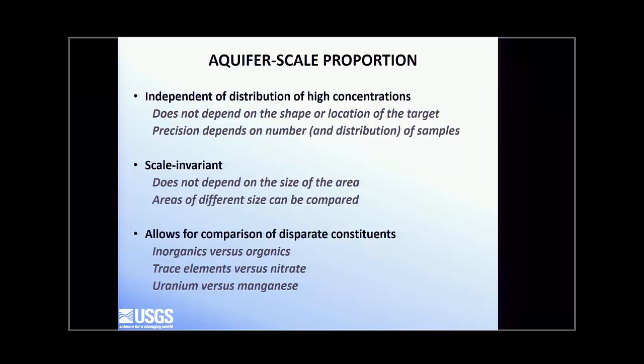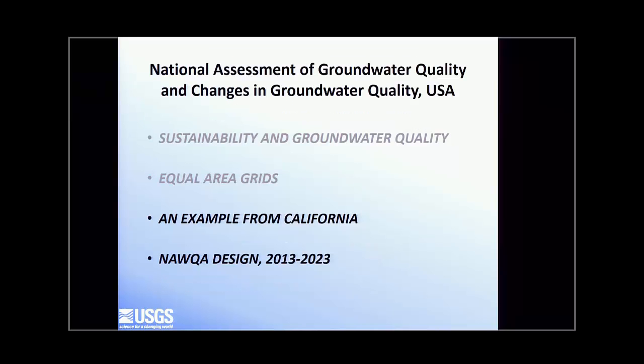If we take that inorganic term and break it out, are trace elements high, or is nitrate high? We can take that trace element, is uranium high, or is manganese high? Manganese has a secondary maximum contaminant level in the United States, but it also has a health-based screening level. It's tied to IQ in children. Okay, so that's the equal area grid. It's a sort of a subtle concept or an obvious concept, depending upon where you're looking at it from.